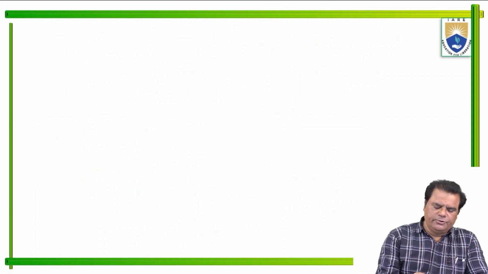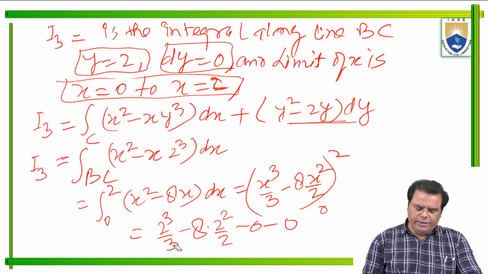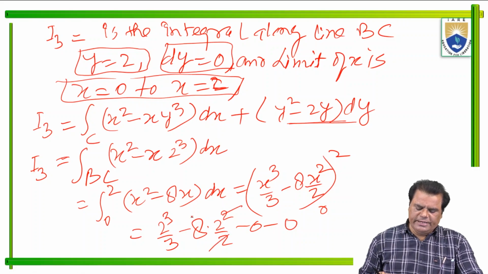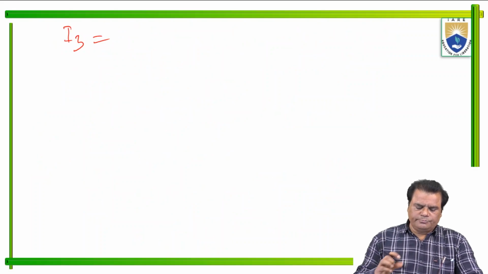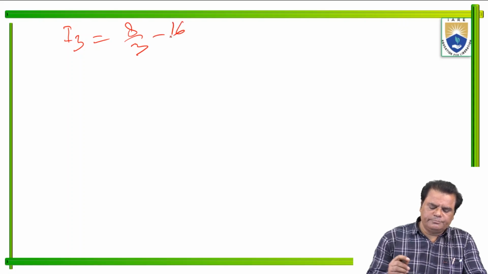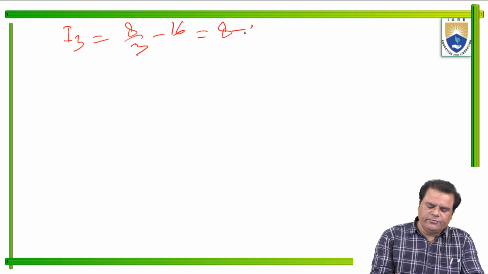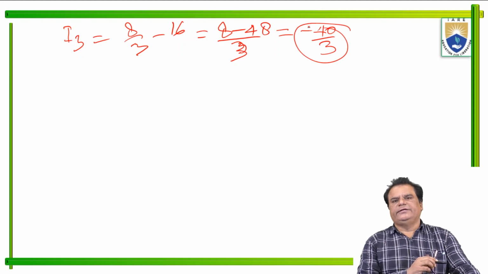So I3 is equal to 8 by 3 minus, this 2 is cancelled, 8 by 3 minus 16. So this equals 8 minus 48 by 3, which equals minus 40 by 3. This is the value of I3.